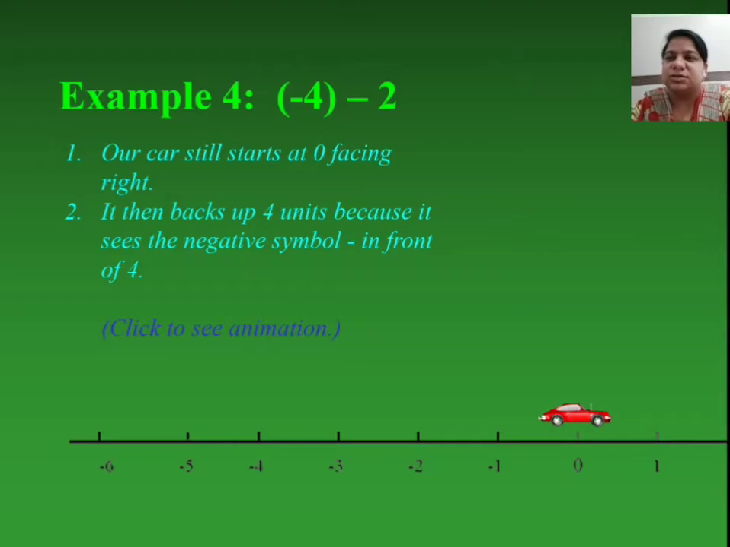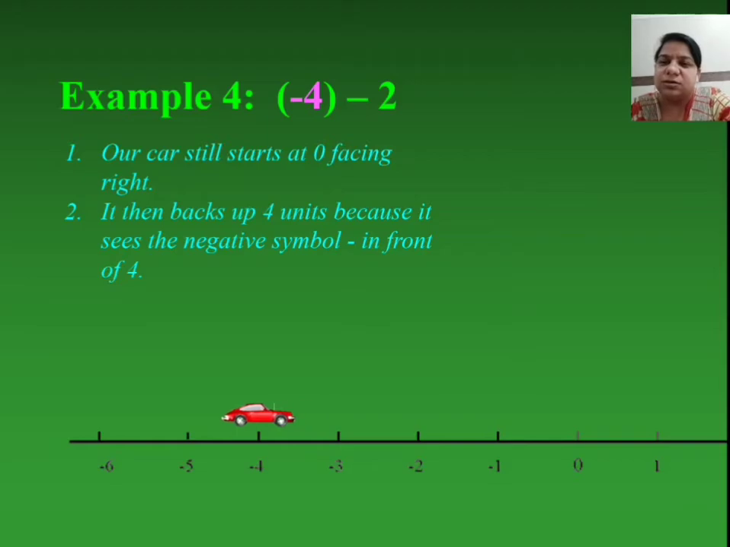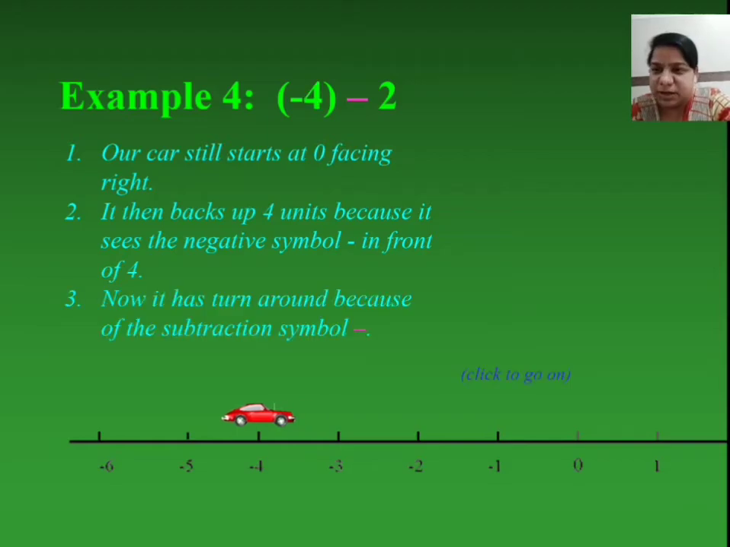So the next example: the first integer is a negative integer. So again, from the first rule, start from 0 facing towards the right. The first integer is negative, so it has to go 4 steps backward, right? So just see, we are going 4 steps backward, and from 0 we are at minus 4.